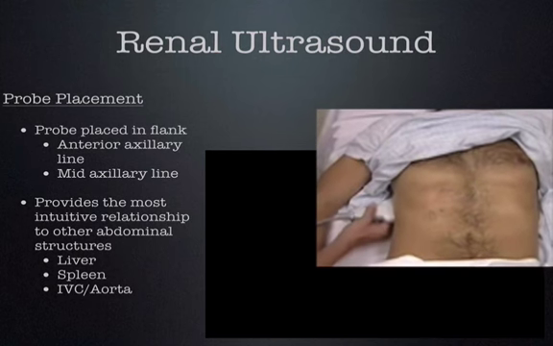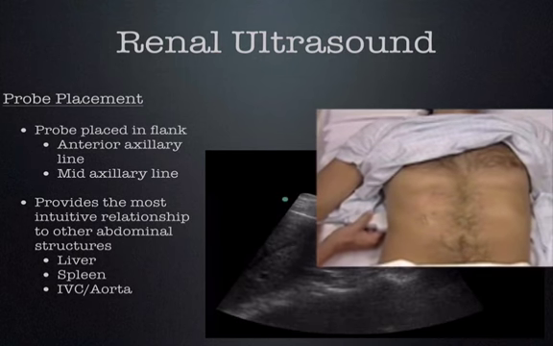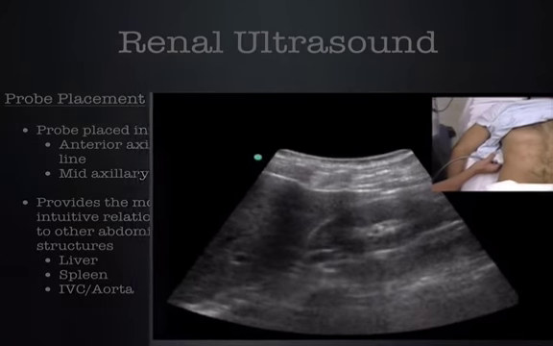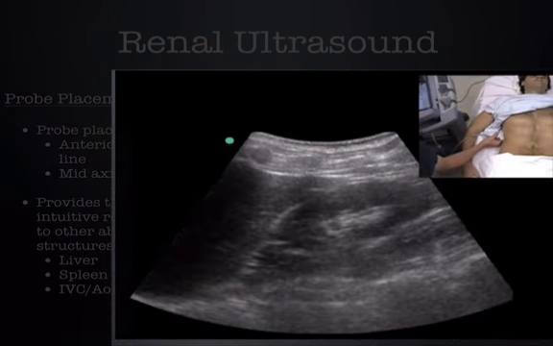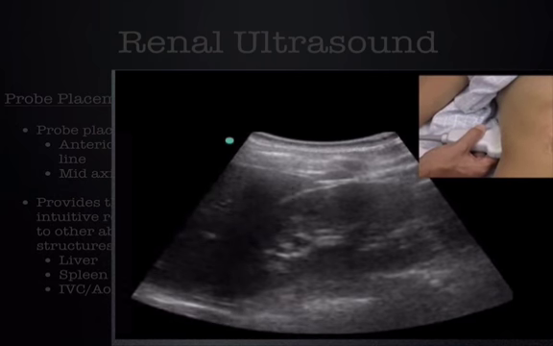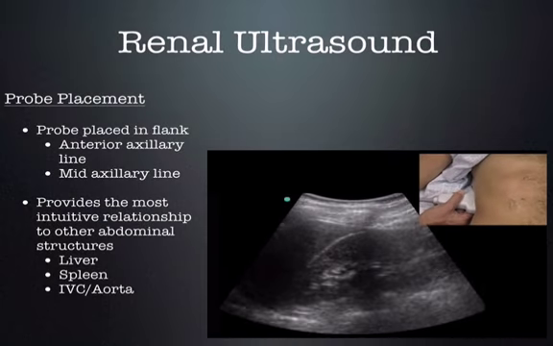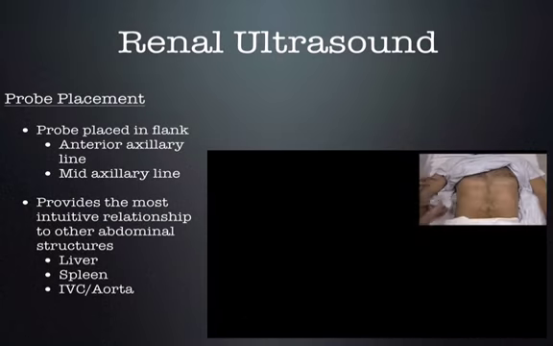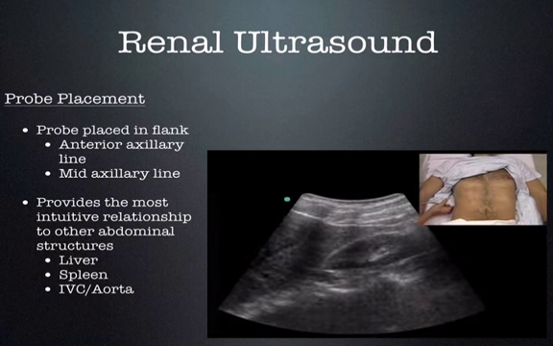The probe should be placed in the anterior to mid-axillary line with the probe indicator initially facing toward the patient's head, as seen here. This will give you the most intuitive relationship of the kidney to the other abdominal structures, such as the liver, the spleen, the aorta, and the IVC.